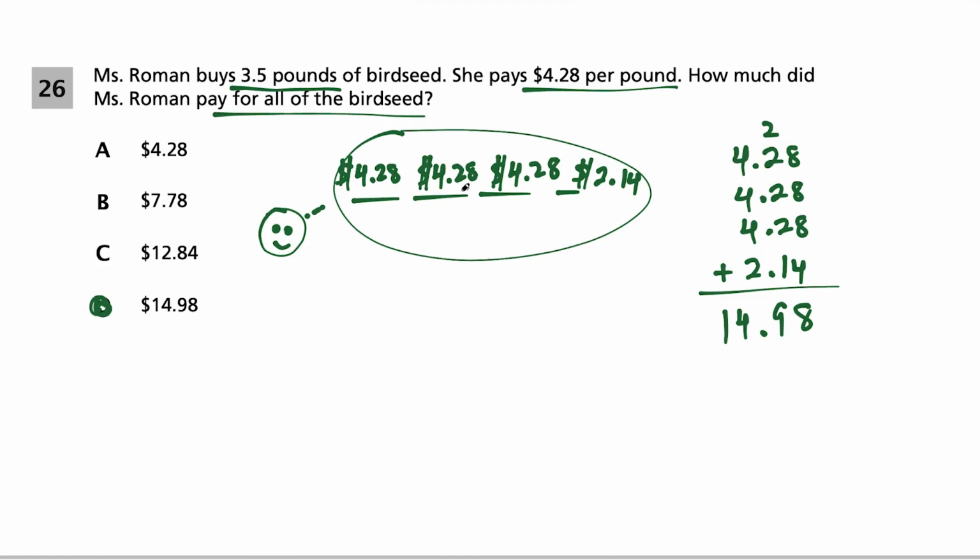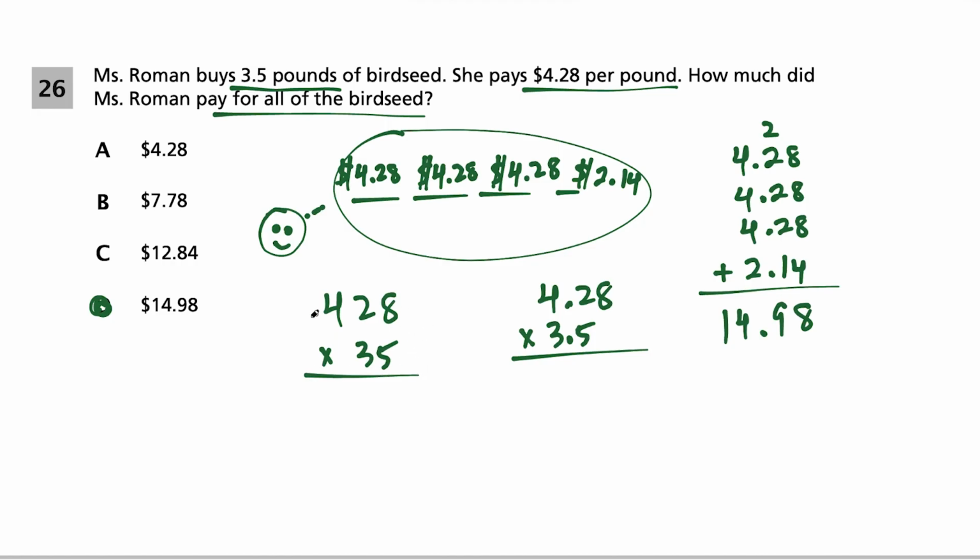Or what you could do is you could do 428 times 3.5. But what I like to do for this, if I have to do 4.28 times 3.5, what I like to do for situations like this is I like to do the multiplication on the side as if it were just 2 whole numbers. And then I use that to tell me what I need to know over here.